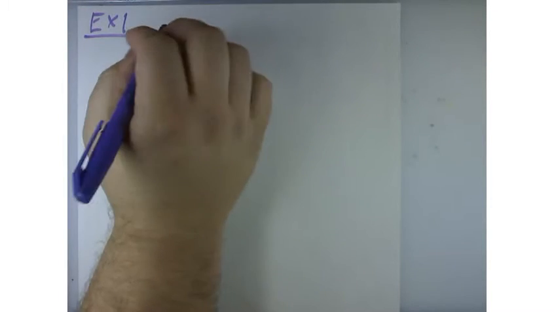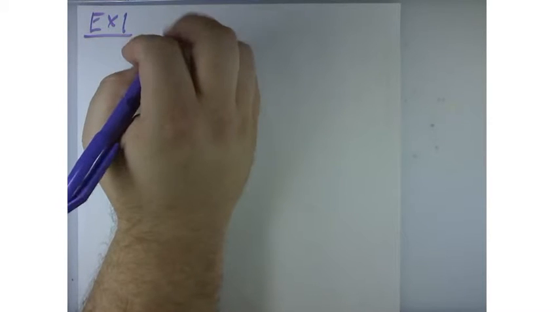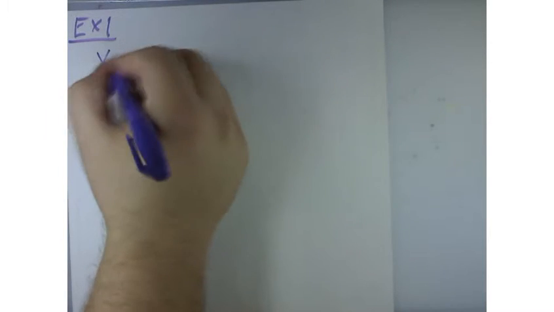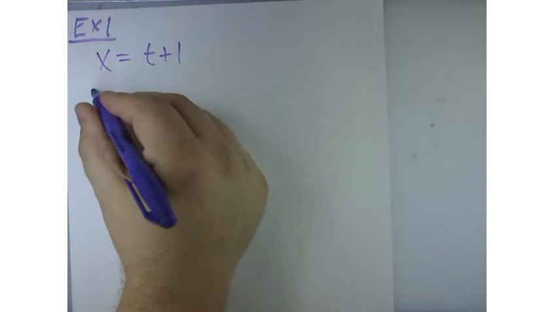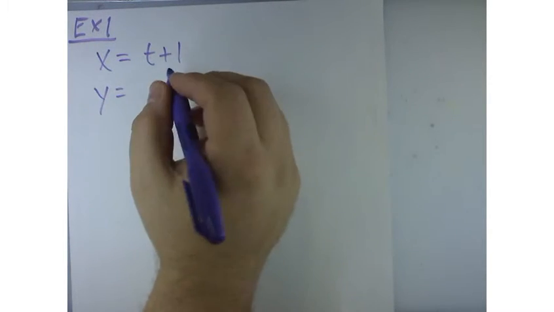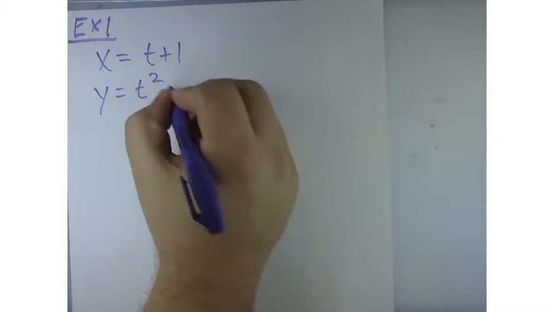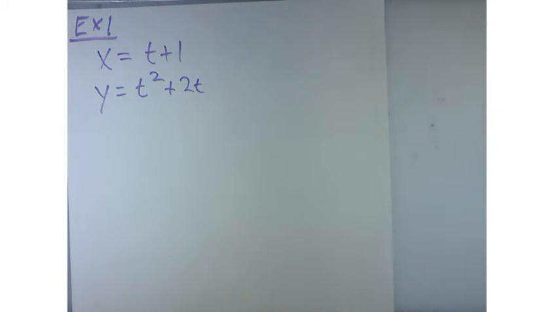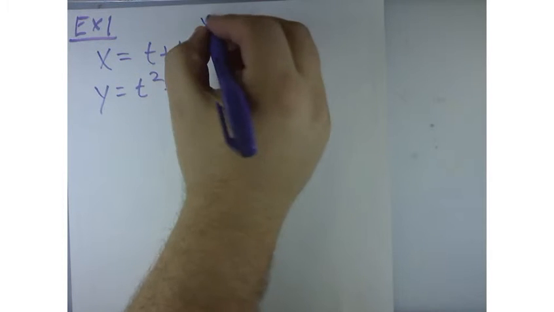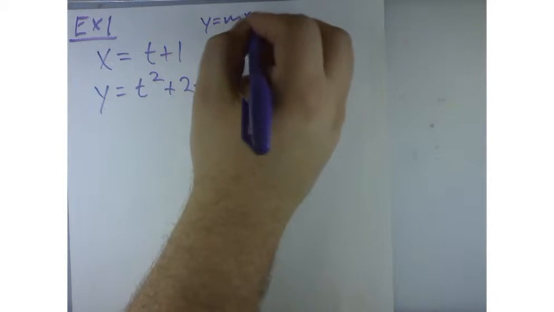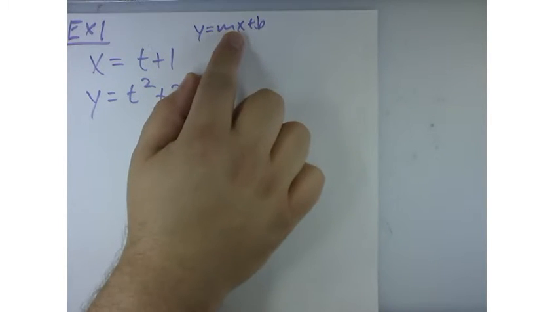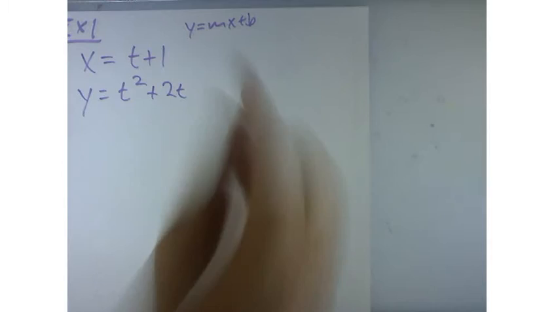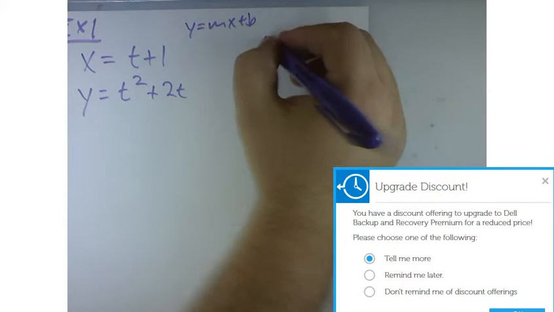Example number 1 from your textbook, it's basically the introduction to parametric equations. Now, we're used to seeing things written in terms of y equals some variation of x. All right? And so what we're used to seeing is something that looks like this, y equals mx plus b. And so what this means is that x is the independent variable, and y is the dependent variable.